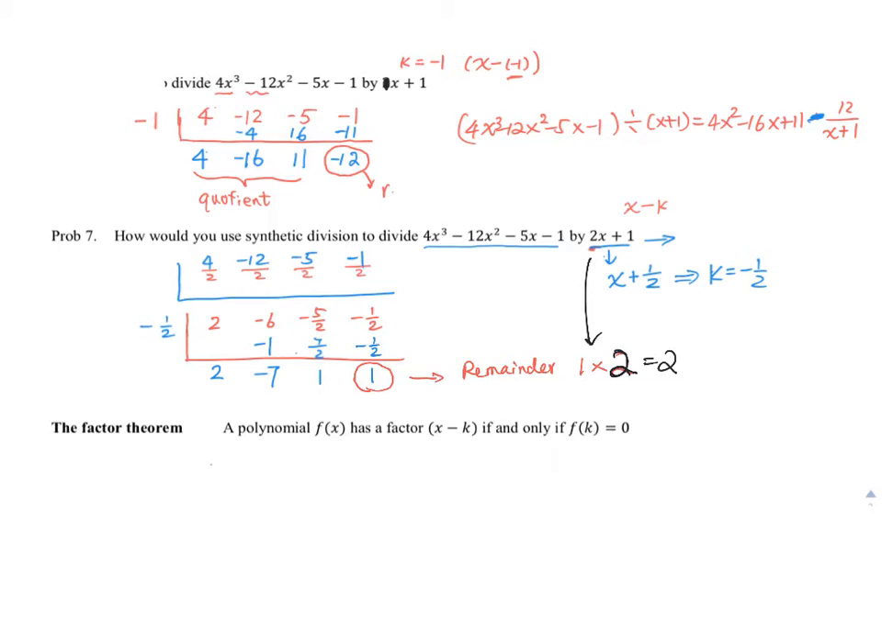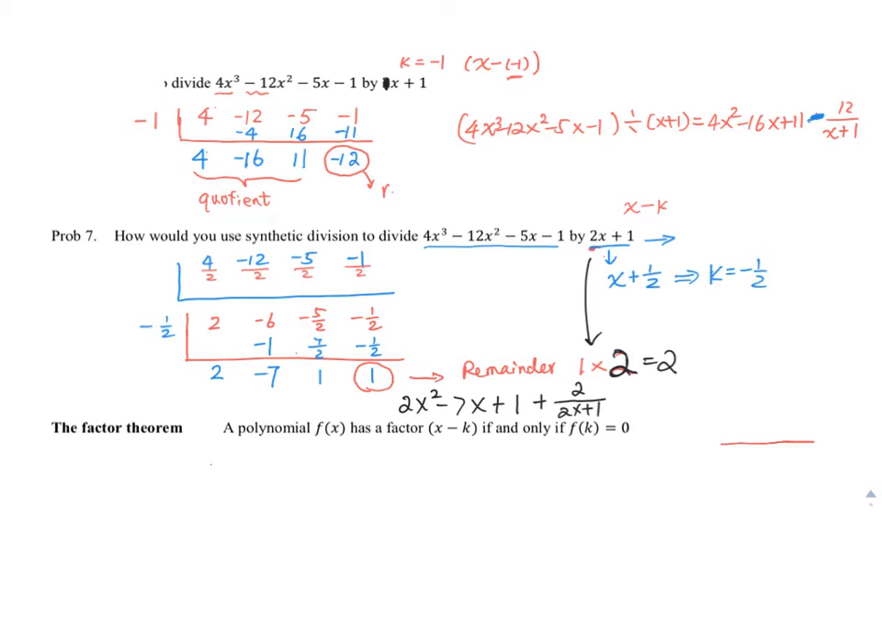Your answer should be 2x squared minus 7x plus 1 plus 2 over 2x plus 1. It's no longer 1. The remainder is not 1 but 2. And the reason is just because previously you divided by 2.